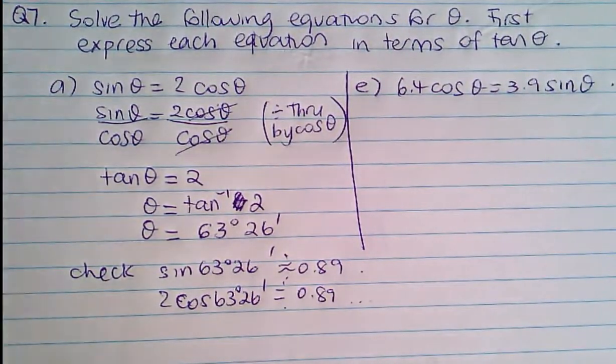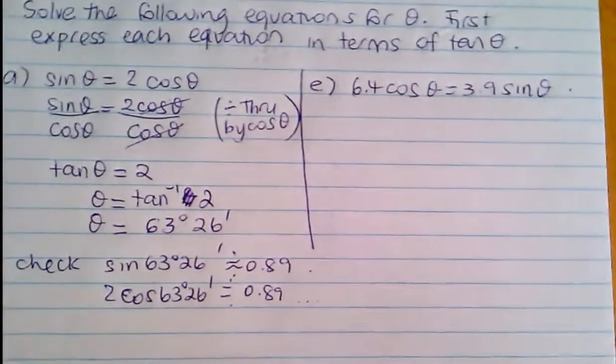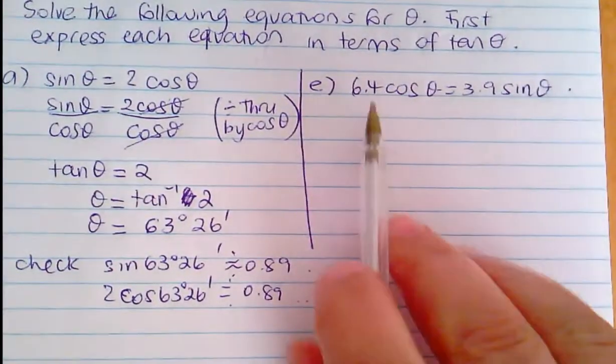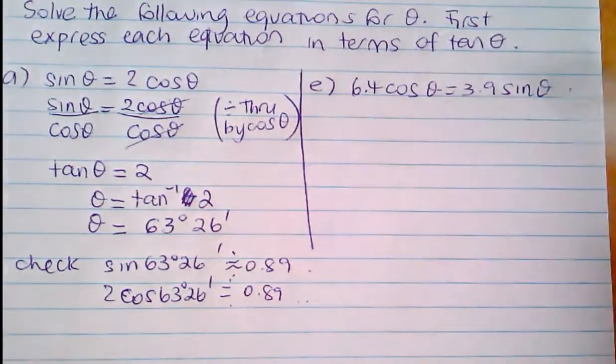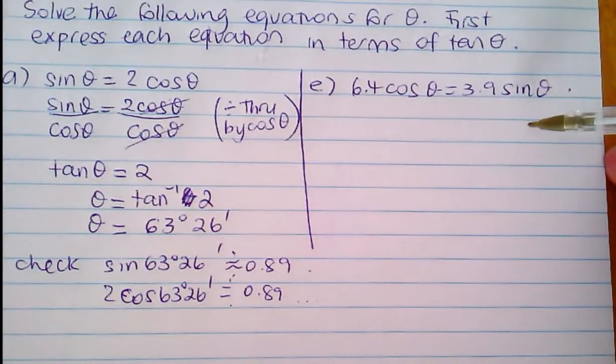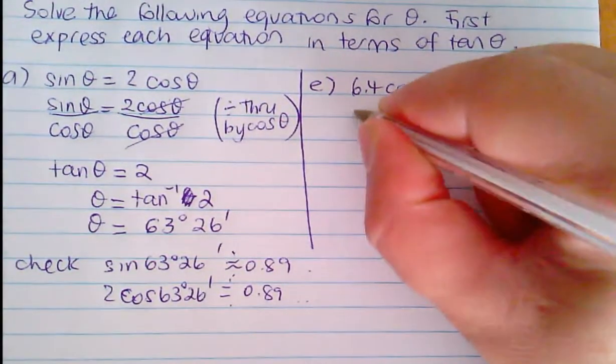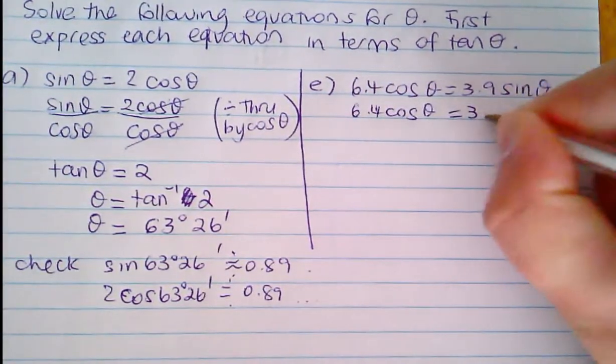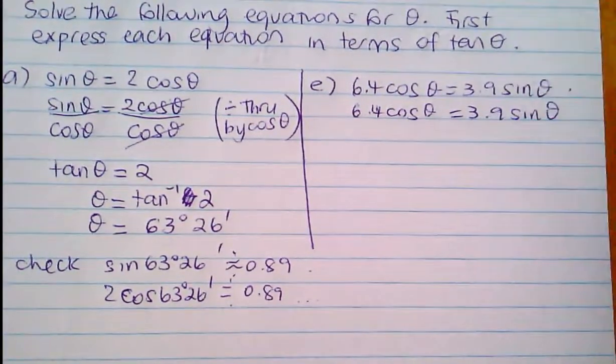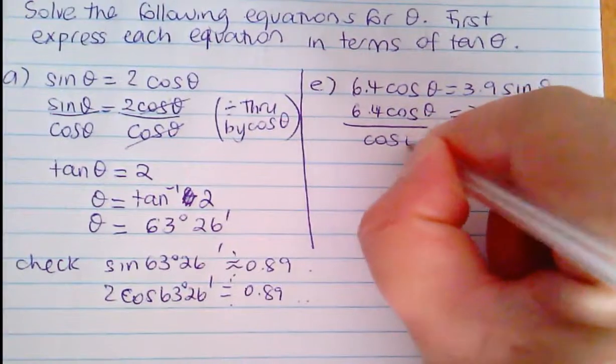Okay? All right, now with this question here, again, if you've ever got sine theta equals cos theta, you always divide by cos, because what we want is sine theta divided by cos theta. So I'm going to write the question out again. I'll deal with the numbers in a minute. But let's just do one step at a time here. I'm going to just divide both sides by cos theta.